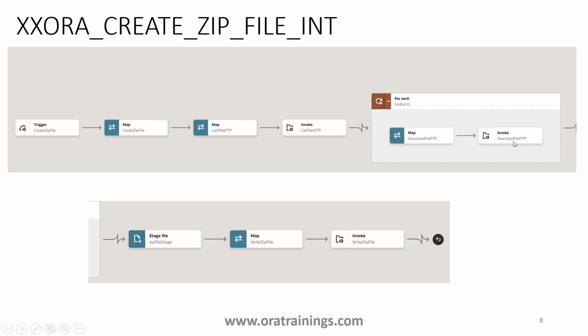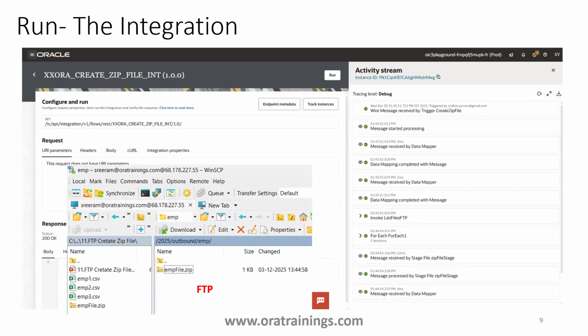Then we'll iterate over each and every file which we got from the list, and perform a download activity. This download operation will download the files which are read into a temporary folder within the ICS. Then using the stage file activity, we'll get all the files available in that temp folder and create a zip file in another temp folder. From the latest temp folder, we'll write that zip file into the FTP using the write activity. So these are all the actions we'll be performing as part of this integration.